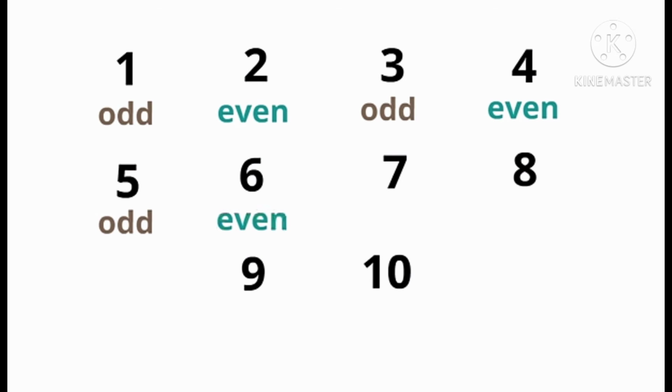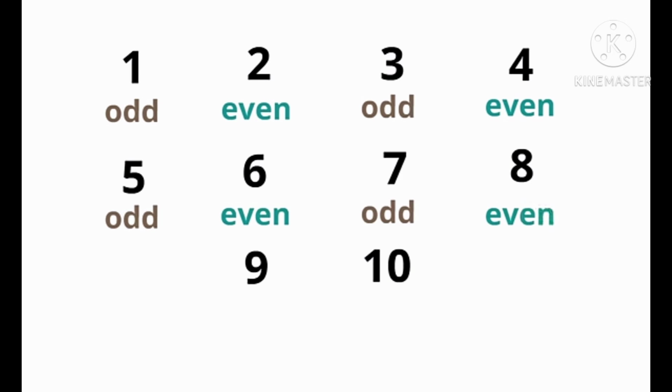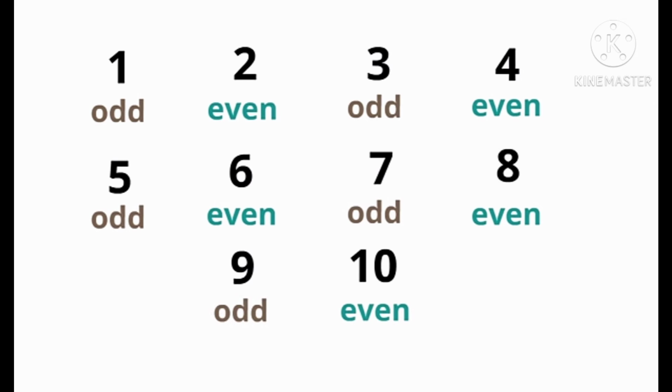Now 7. 7 cannot be grouped into pairs. There is always 1 left. So 7 is an odd number. Now 8. 8 can be grouped into pairs. So 8 is an even number. Now 9. 9 cannot be grouped into pairs. So 9 is an odd number. Now 10. 10 can be grouped into pairs. It makes 5 pairs. So 10 is an even number.